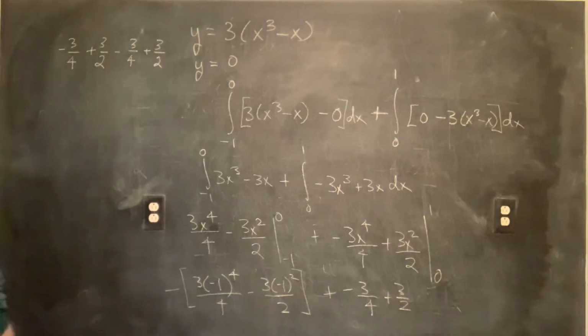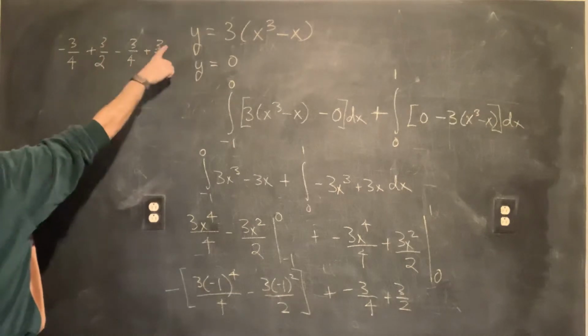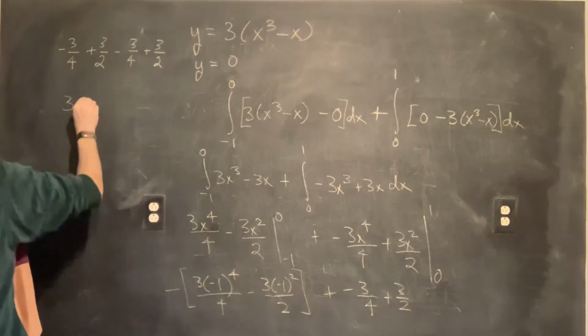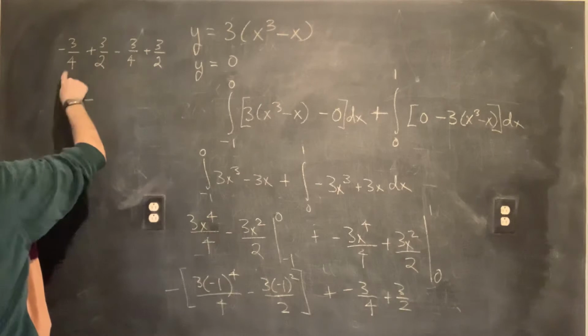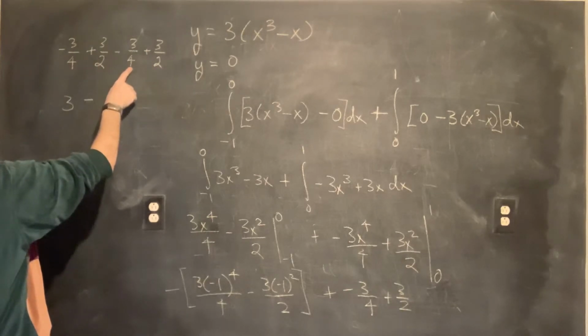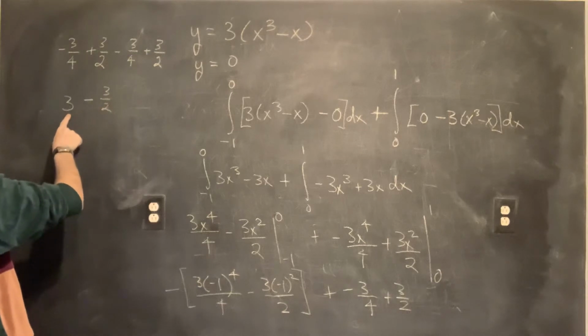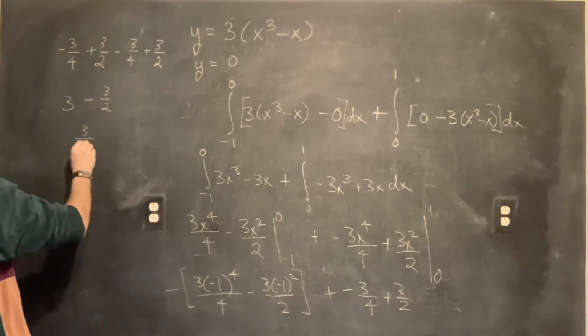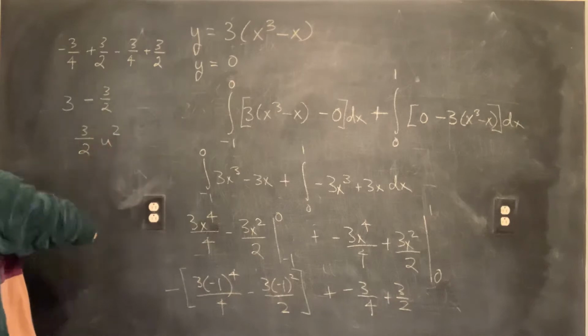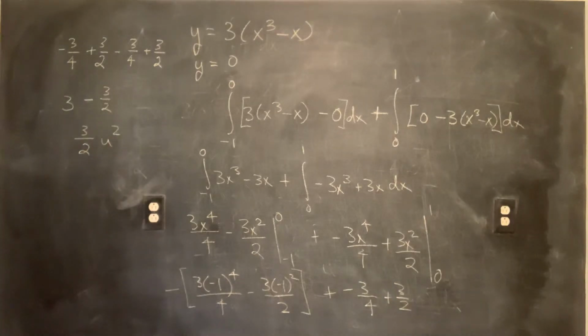Nice. That looks like 6/2, which is 3, minus, so it's 6/4, so 3/2. That'd be 6/2, 3/2 units squared. Nice.